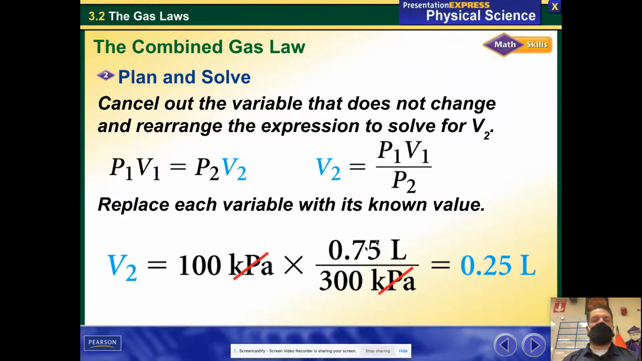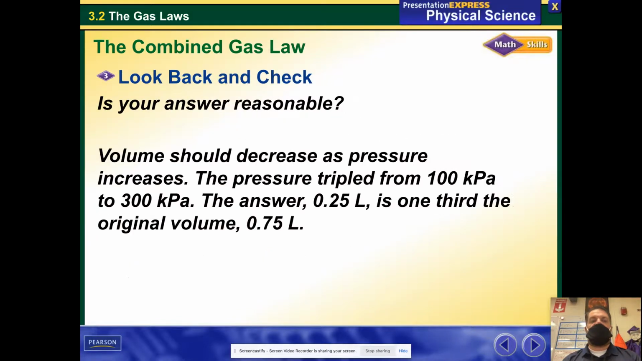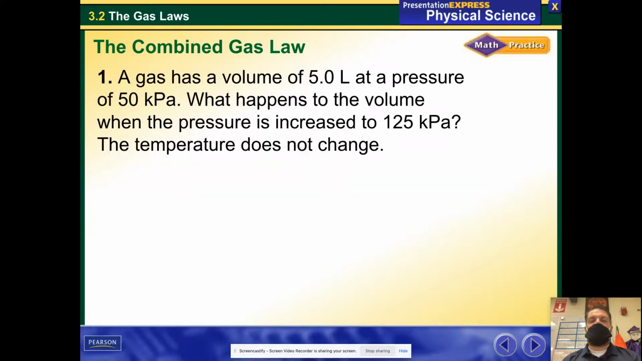And then think about this too. My pressure increased by a factor of 3, and my volume decreased by a factor of 3. Right? We went from 100 kilopascals to 300. In other words, we multiplied 100 by 3, which has an effect on the volume. We took 0.75 and divided by 3. Okay? So yeah, it's definitely a reasonable answer.